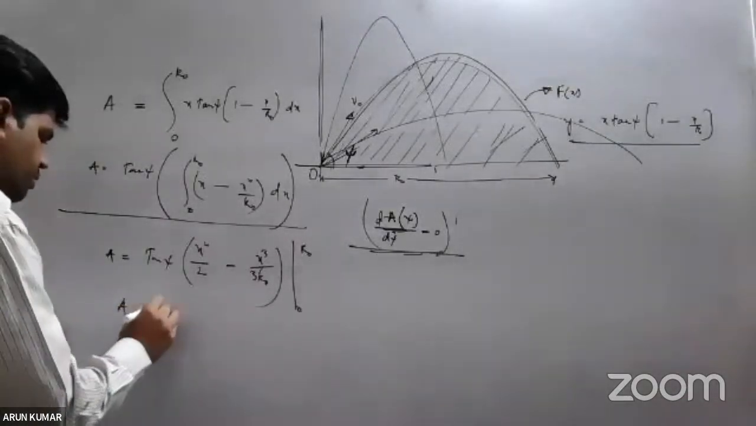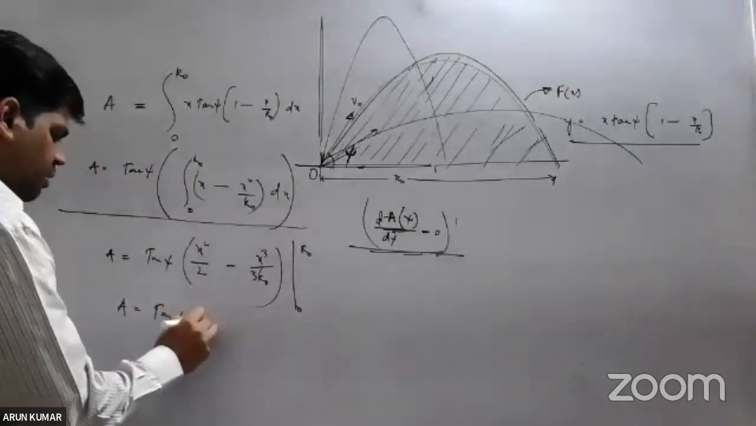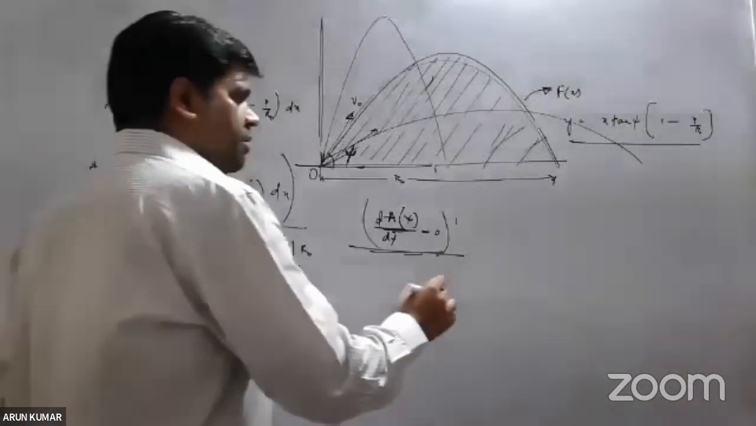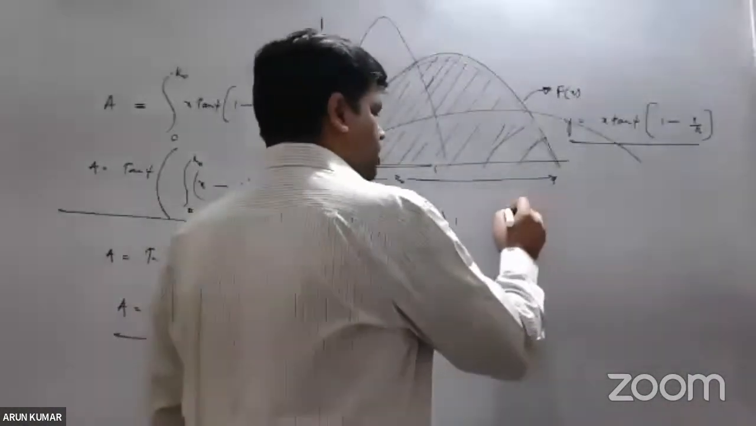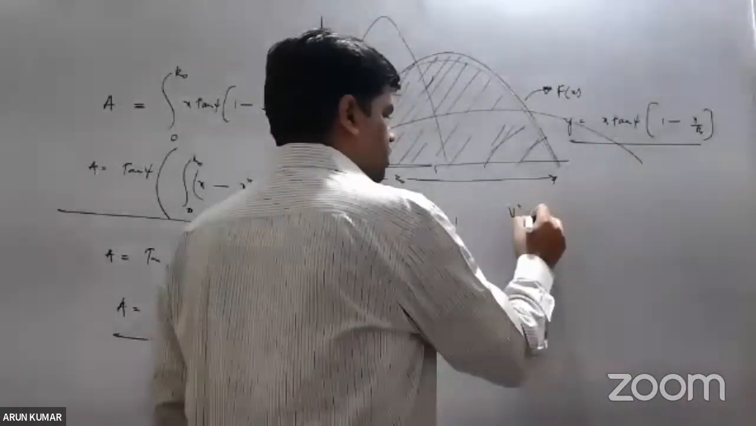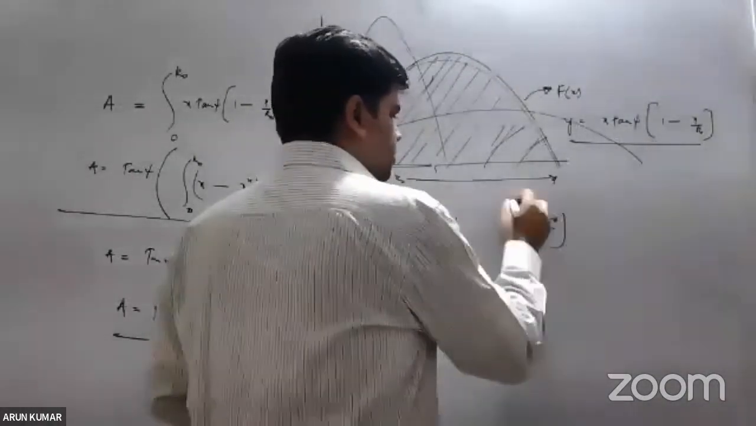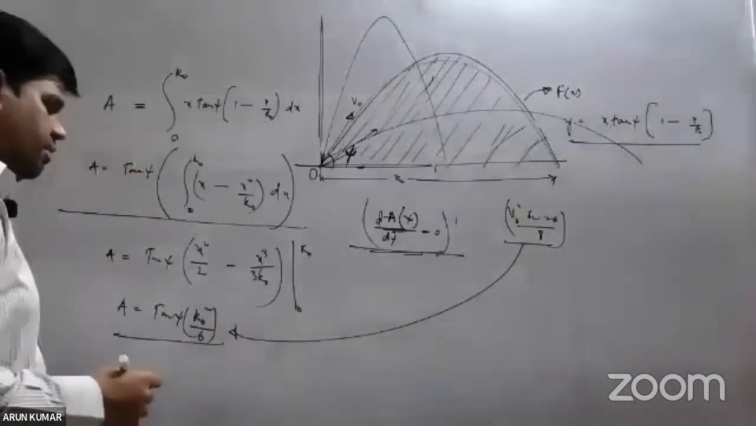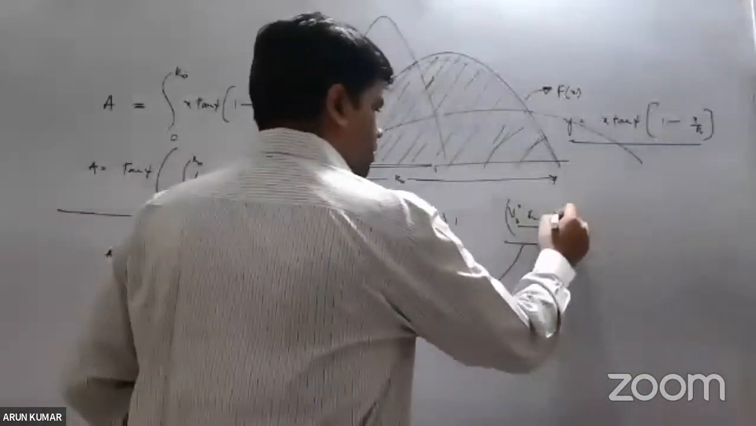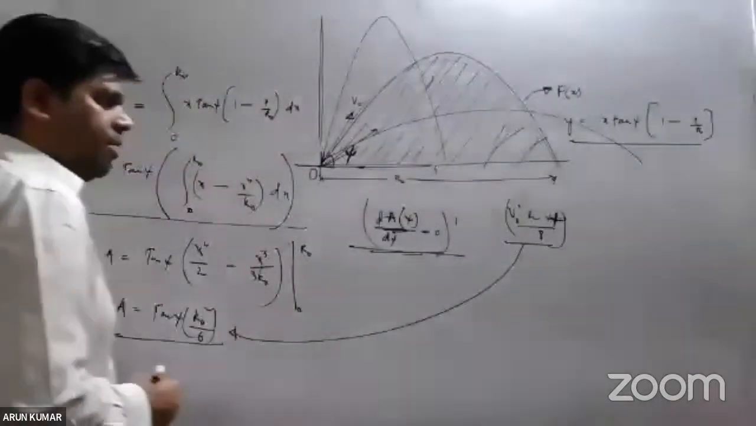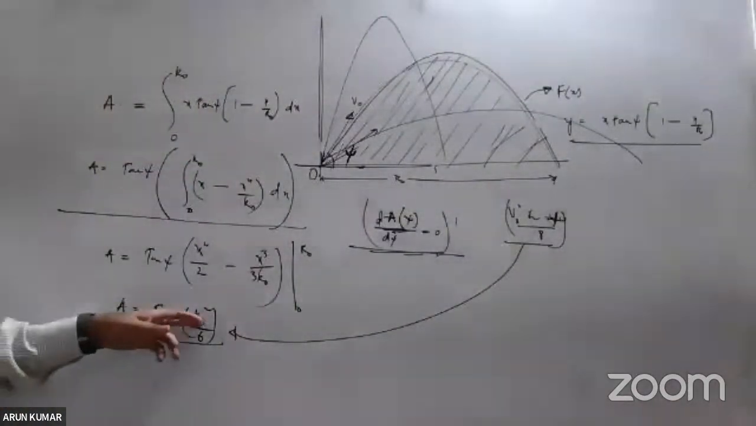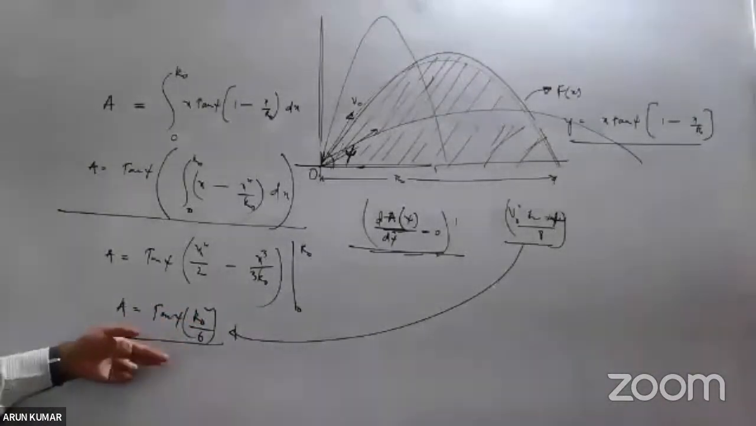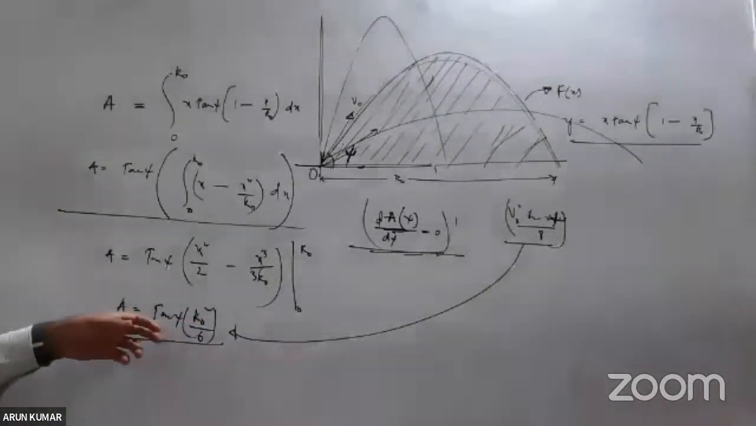So a is equal to tan psi into r square by 6. Now substitute r as v naught square sine 2 theta by g. Substitute r as this in this equation and tell me the final function as a function of psi. Use the formula of r, and tell me as a function of psi only. You'll have v naught, g, and psi.